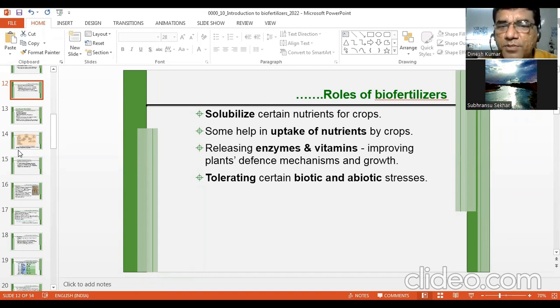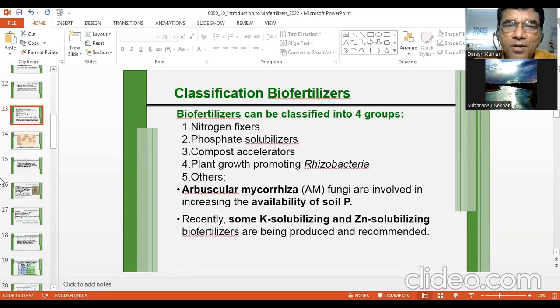Its defense system becomes stronger, tolerating certain biotic and abiotic stresses. So now people have found that certain bacteria, certain organisms, help to cope with drought conditions. There are certain bacteria that help in tolerating biotic and abiotic stresses. For this course, I think this line is enough, but if you are interested, you can learn the roles of microbes in improving the defense mechanism, fighting against biotic and abiotic stresses.